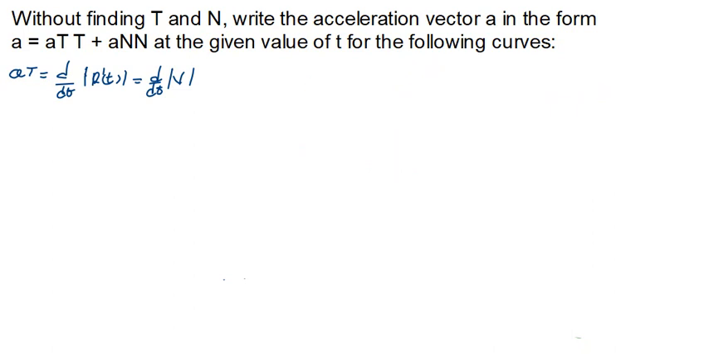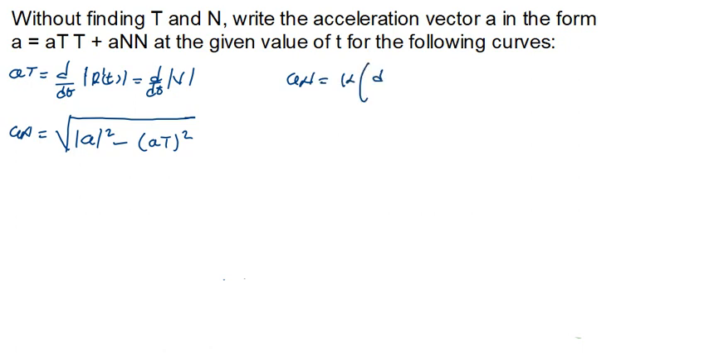So what about our AN? Our AN is simply equal to the square root of the magnitude of a squared minus my AT squared. Another way I can use to determine my AN, which is my normal magnitude, would be my k multiplied by (ds/dt) squared. But this will take a lot of time. Why? Because we have to find our k.